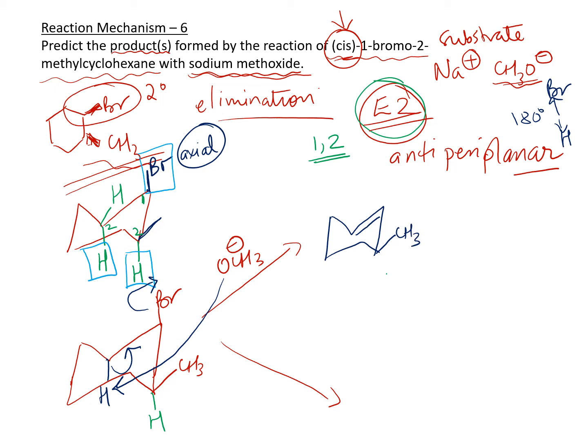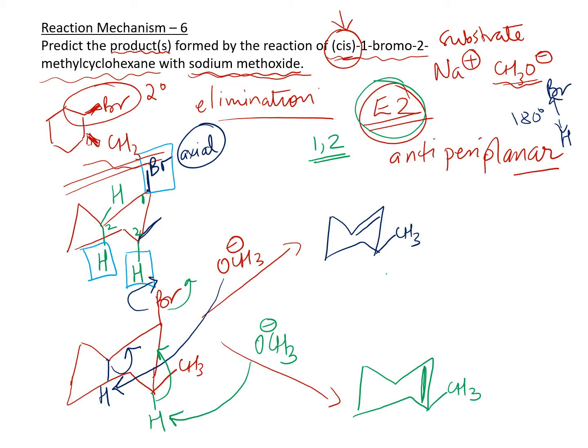Now let's look at the next one, the second product. Now you have the OCH3 minus, the methoxide, coming for the other hydrogen that we have. This other hydrogen is going to leave its electrons down here and the bromine is still going to leave. And so this is what we have. The bromine is gone, the methyl group is still there, and now we have a double bond right here. So those are the two products we have.